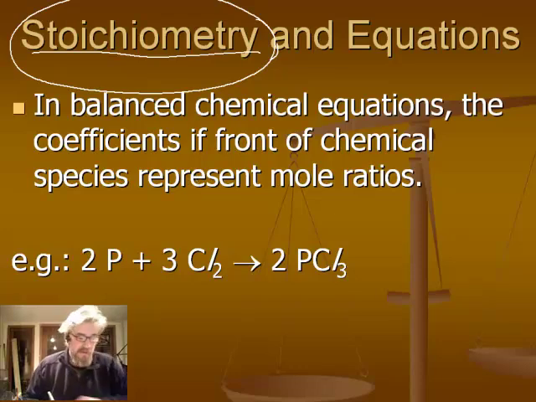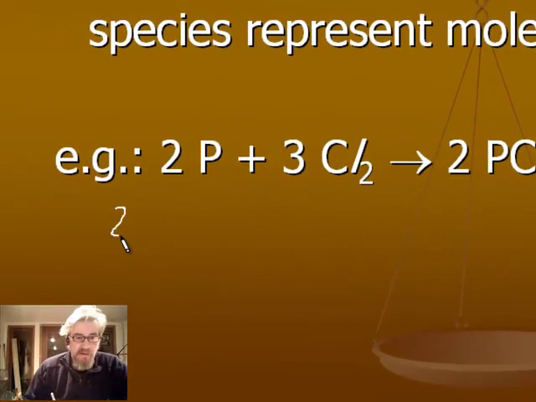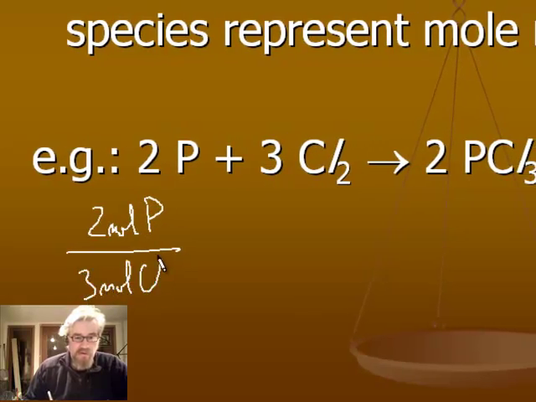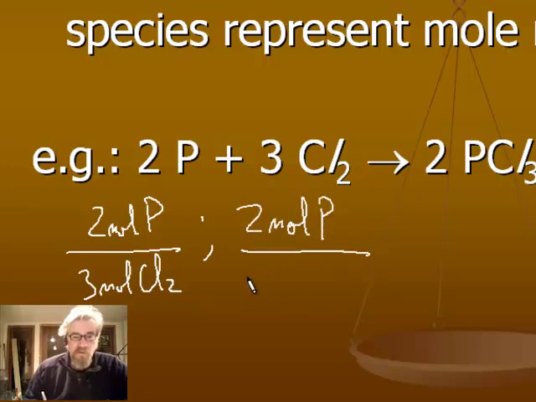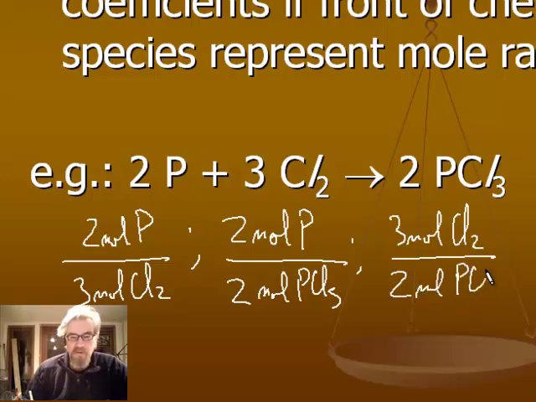For example, in this equation that's shown here, I can make a number of mole ratios. Here's one. 2 moles of phosphorus reacts with 3 moles of Cl2. That's a consistent mole ratio. This reaction always works that way. You can depend on it. Here's another one. 2 moles of phosphorus will form 2 moles of PCl3. Here's another one. 3 moles of chlorine will form 2 moles of PCl3. So we get 3 mole ratios out of this equation.